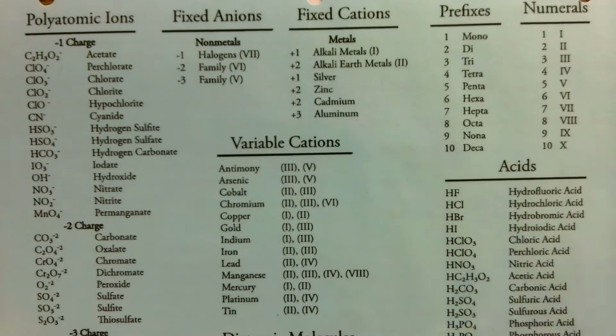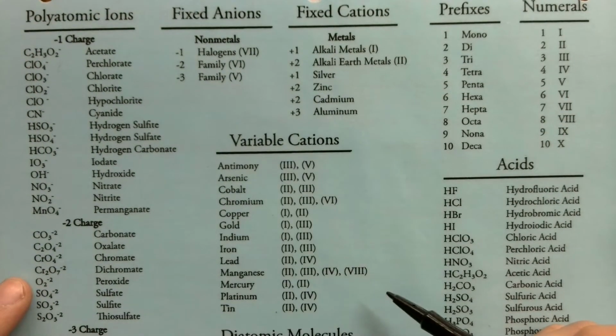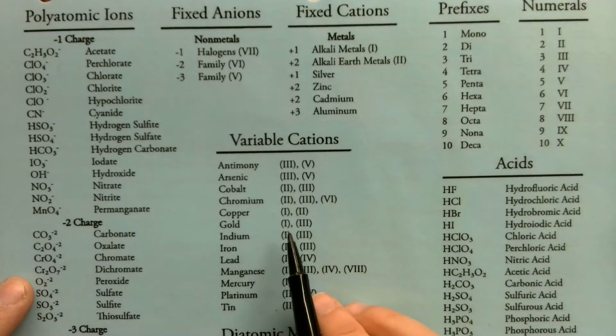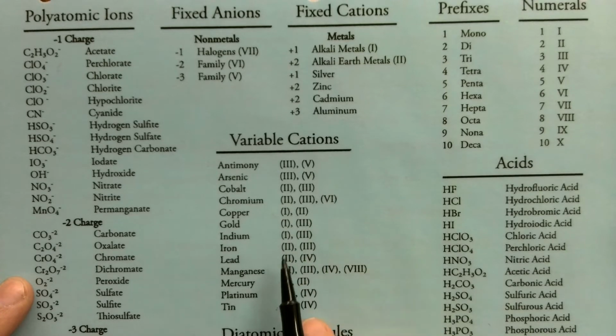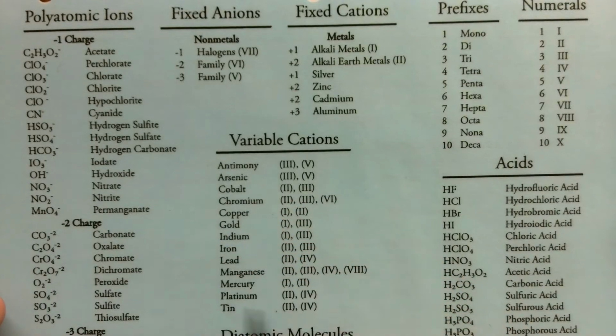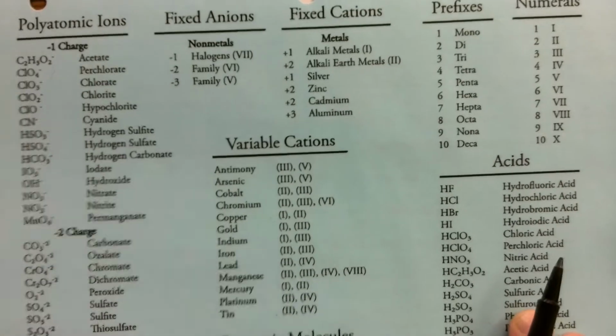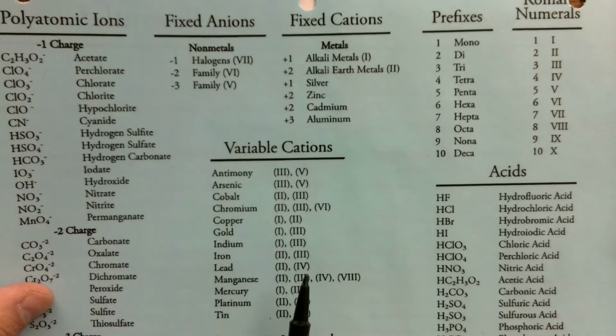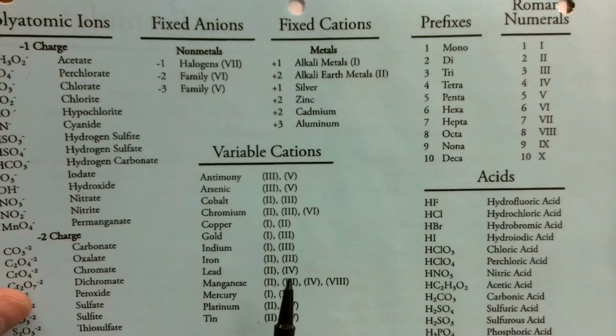If I look at my variable cation list, it's right in the middle of my blue page, I can see that gold can give away 1 or 3 electrons, copper 1 or 2, iron can give away 2 or 3. So if we're looking at these, we cannot know which one it's giving away. So we have to signify how many they're giving away.